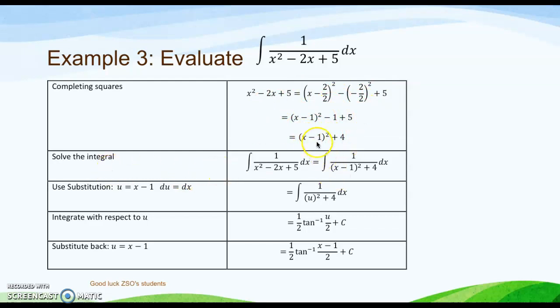Solve the integral. So you need to let u equal x minus 1, differentiate to get du equals dx. So 1 over u squared plus 4. So u squared plus 4 gives tangent inverse. So you get 1 over 2 tangent inverse of u over 2 plus c. So a is equal to 2 squared, so you get 1 over a, tangent inverse of u over a. Okay.